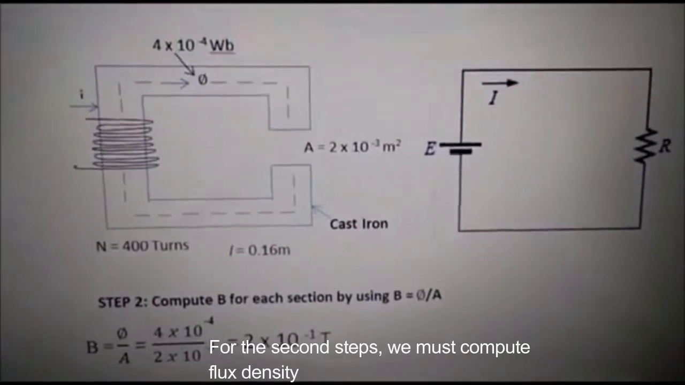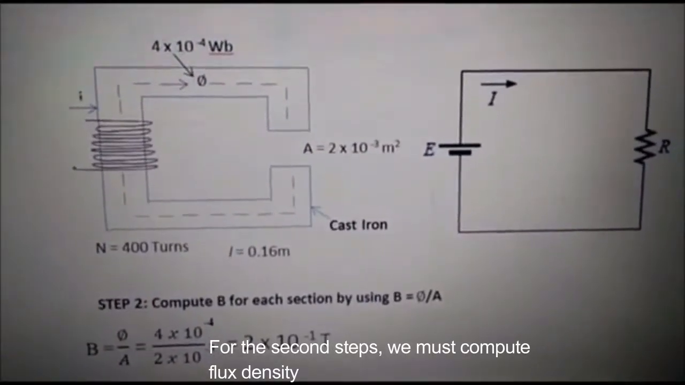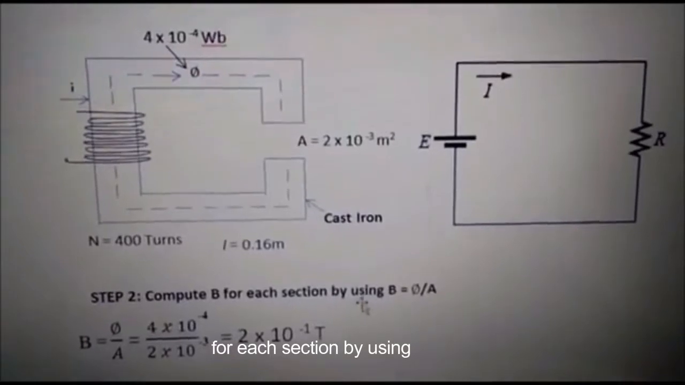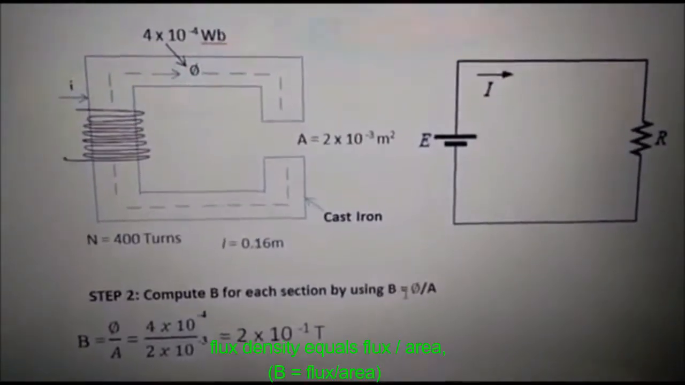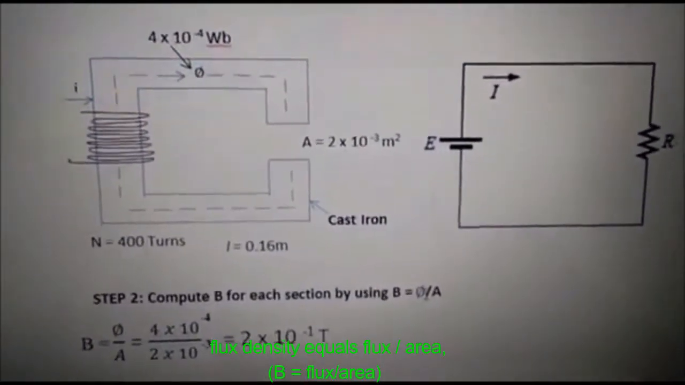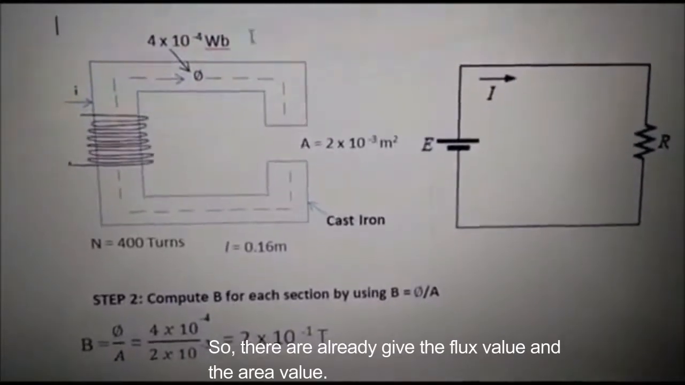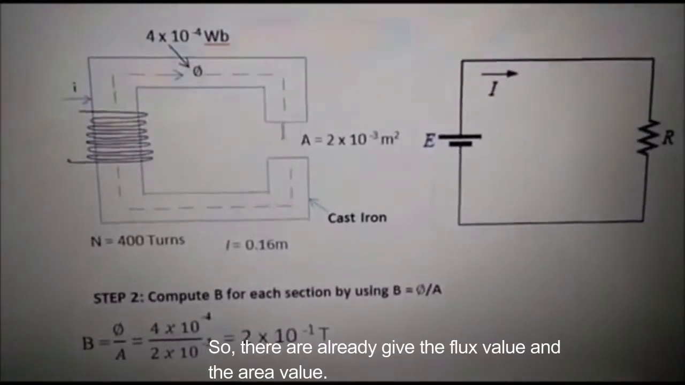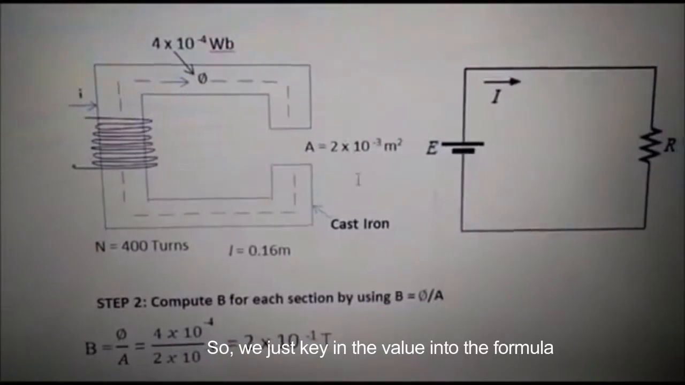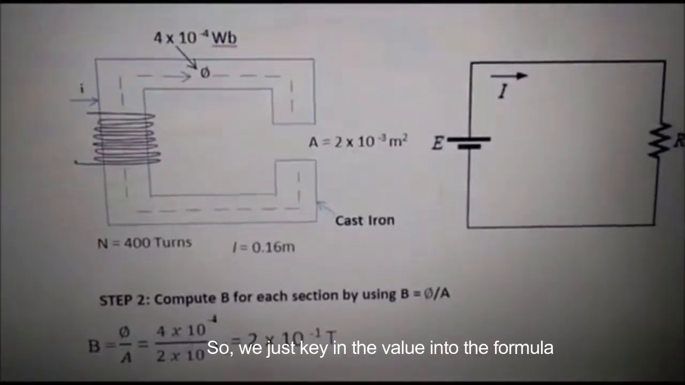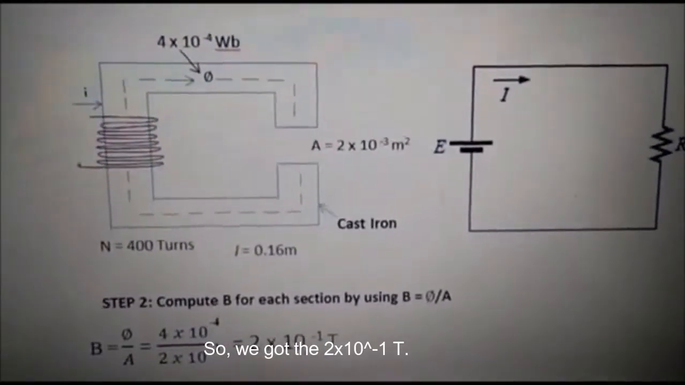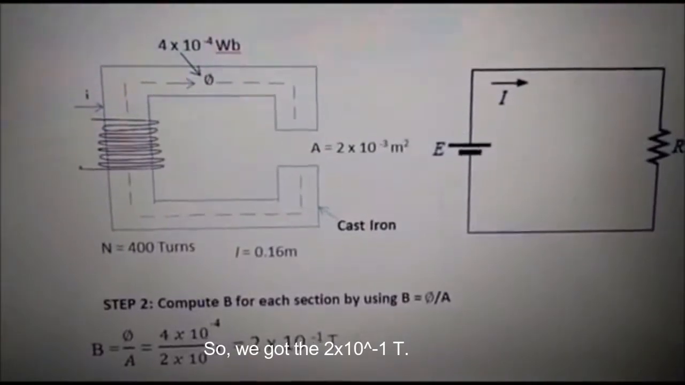For the second step, we must compute the flux density for each section by using flux density equals flux over area. They already give the flux value and the area value, so we just key the values into the formula. We got 2 times 10 to the power of negative 1 Tesla.